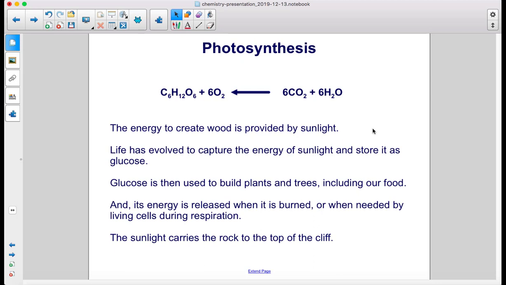The energy to create wood is provided by sunlight. Life has evolved to capture the energy of sunlight and store it as glucose. Glucose is then used to build plants and trees, including our food. And its energy is released when it's burnt, or when needed by living cells during respiration. The sunlight carries the rock to the top of the cliff.